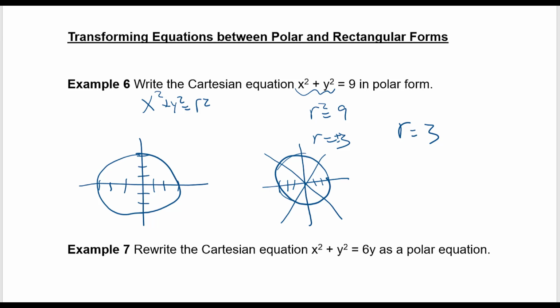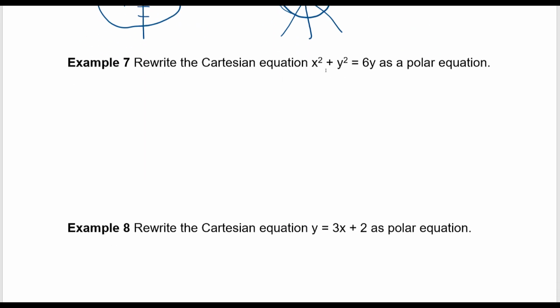Okay. Next one. x squared plus y squared equals 6y. So this one immediately, I probably want to jump to this again being an r squared. And just recall what we had for y. It was y equals r sine theta. So we could change this into r squared equals 6 times r sine theta.